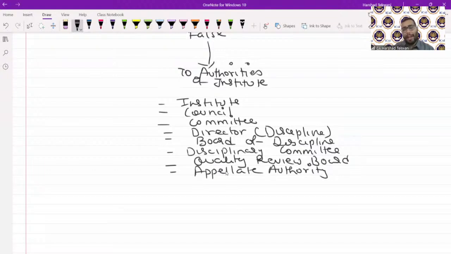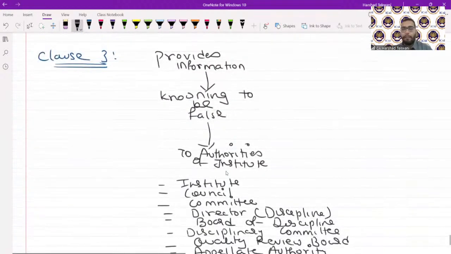If to any of them, a member generally provides the information knowing that information to be false, then he will be held guilty of professional misconduct. If you are providing false information, then you are guilty. Clear?